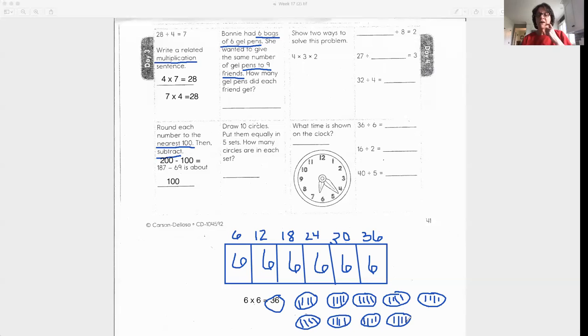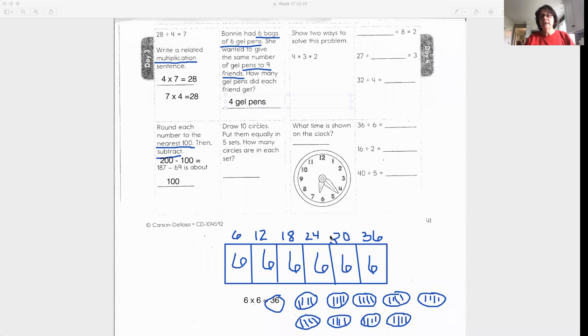So now I did give out all 36 gel pens, and it looks like each one of these friends got 4 pens. So I can come up here and I can type my answer. How many gel pens did each friend get? Each friend got 4 gel pens.